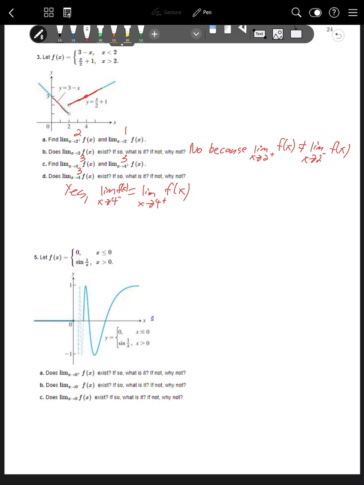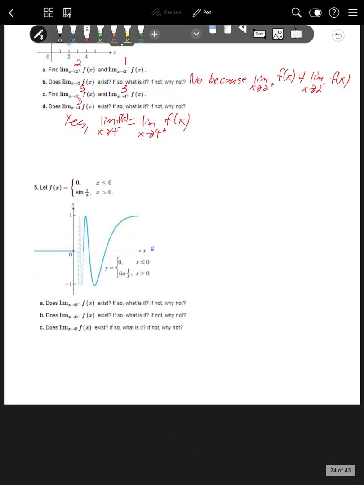Okay, and then the bottom one here. Does the limit as x approaches 0 from the right exist? And the answer to that one is no, because we've looked at this briefly in a previous section. It oscillates too much. So basically, as you get closer and closer to 0, you're approaching every point between 0 and -1.